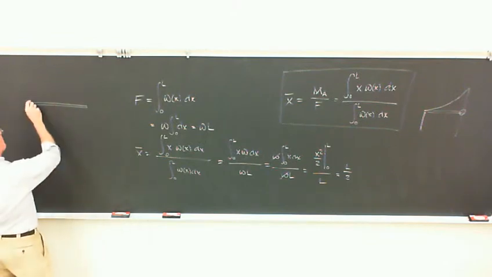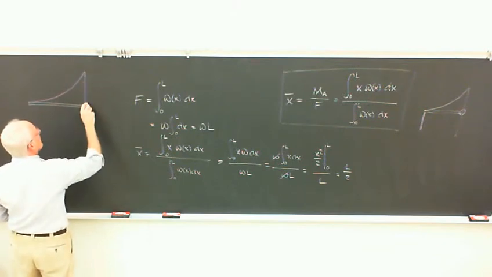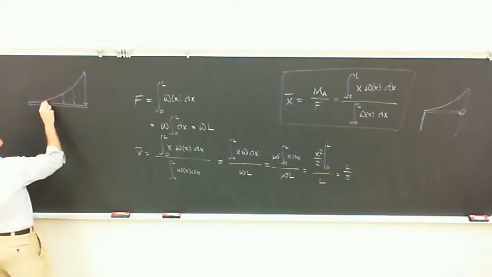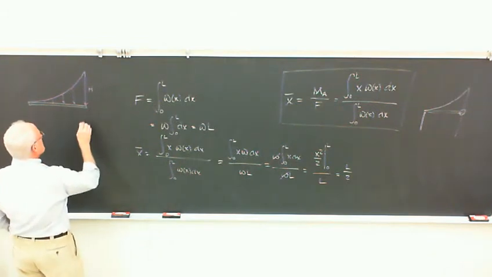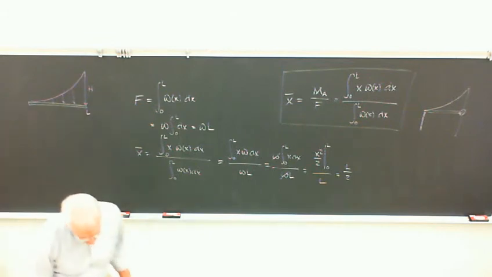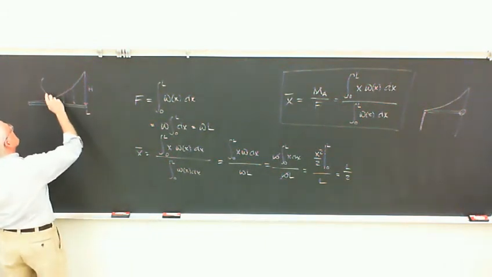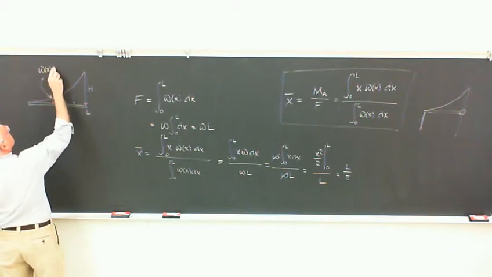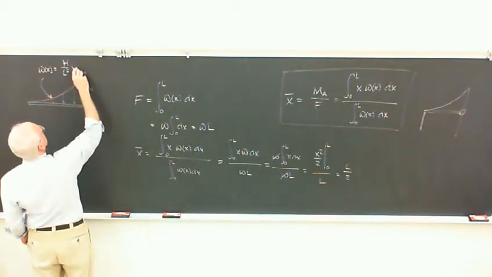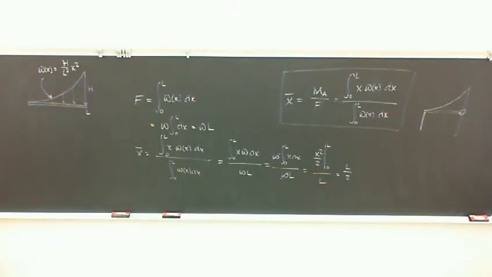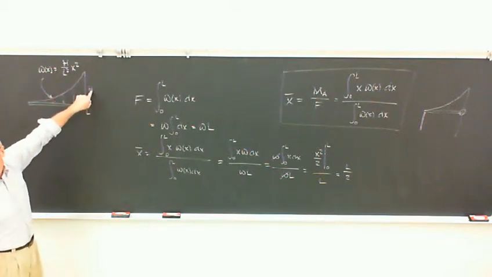So we have a beam with a parabolic distributed load on it, such that the maximum height is h, the length of the beam is l, and this load we can approximate with something like h over l squared times x squared. That makes sense. When x is 0, then the load is 0. When x is L, then the load is h, so it's just what we've got there.